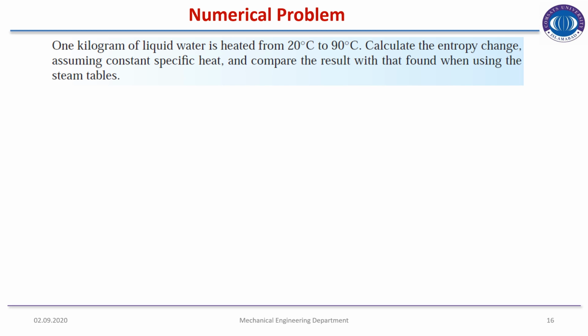Numerical problem. The statement of the numerical problem is: 1 kilogram of liquid water is heated from 20 to 90 degrees centigrade. Calculate the entropy change assuming constant specific heat and compare the result with that found when using the steam tables. So we have to calculate the change of entropy and compare it with the entropy that is found in the steam table.